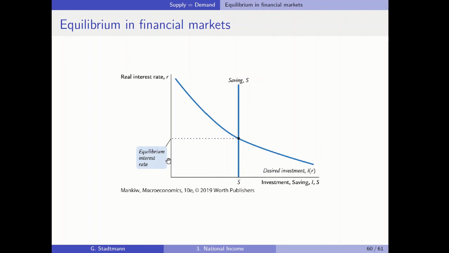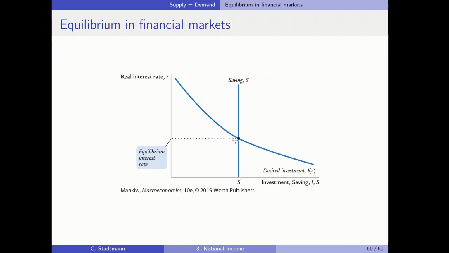So now it is possible to determine the equilibrium level of the interest rate. It is where saving and investment intersect. What happens if we are not in an equilibrium? When we are not in an equilibrium, for example here, when the interest rate is too high, investment will be lower compared to saving. The supply of funds at the financial markets is higher than the demand for funds, and therefore the interest rate will decrease, and the quantity invested will increase.